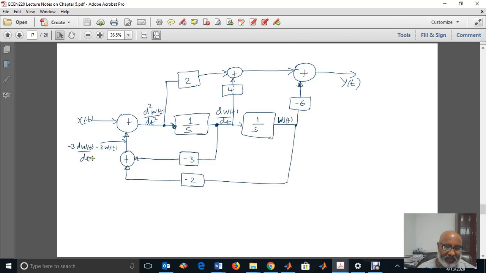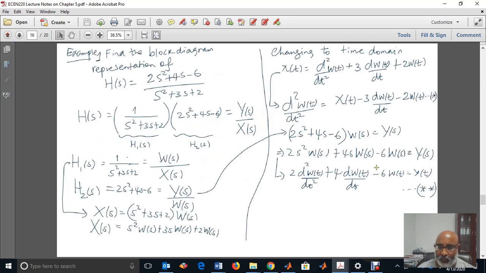And I have minus 3 dw/dt minus 2w(t). So this is the output. The output of the first order is the second derivative of w(t), which is x(t) minus 3 times the first derivative minus 2w(t), which is the first equation. The first equation is this equation.